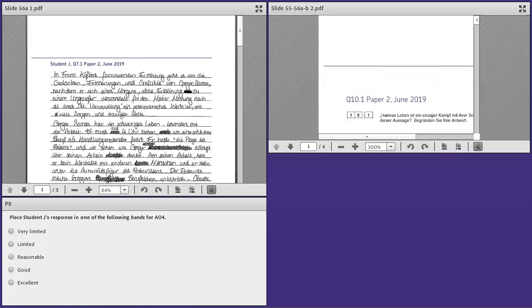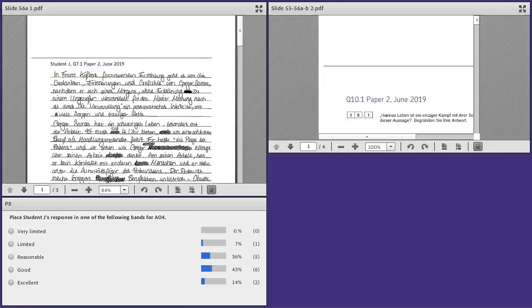Okay, so I think this is a classic essay, one that sort of flatters to deceive a little bit because the quality of the language was considerably better than the previous student. This fitted into the 9 to 12 band for AO4. So I haven't broadcast the results of your poll, but we went from some people giving it excellent, some people giving it limited. So it was put in the 9 to 12 band.